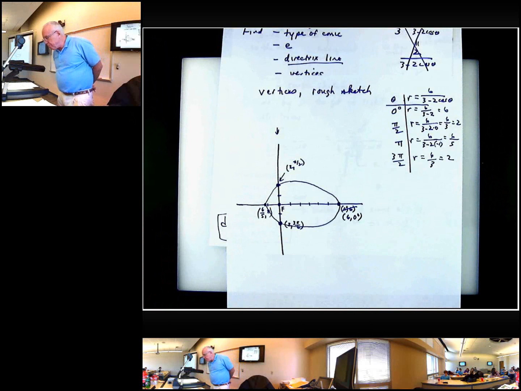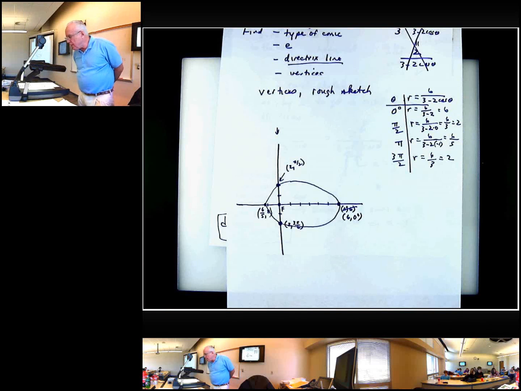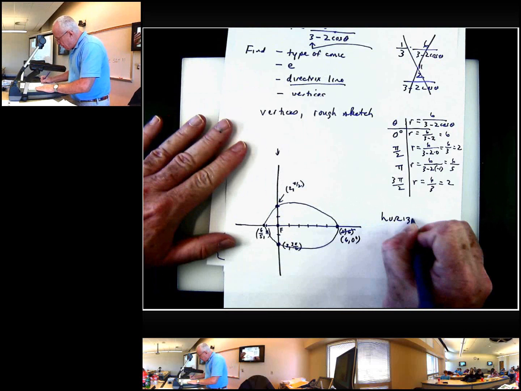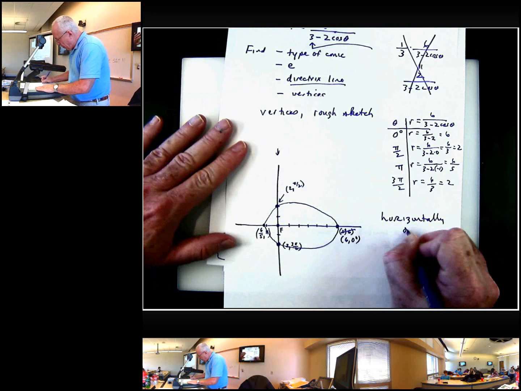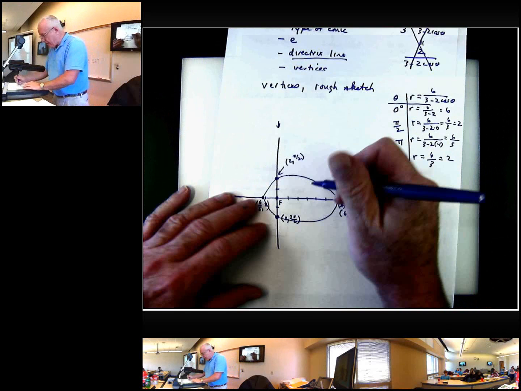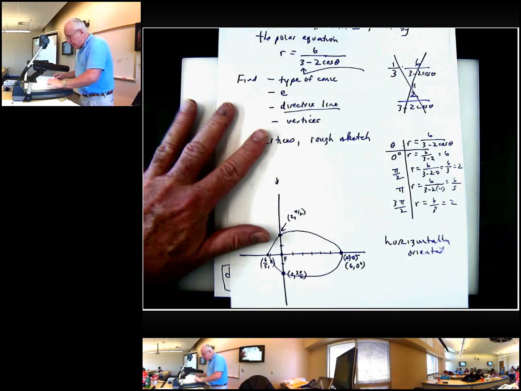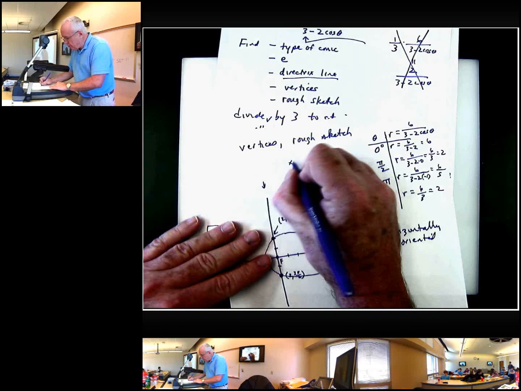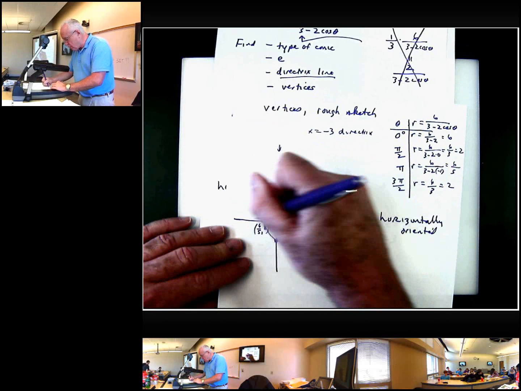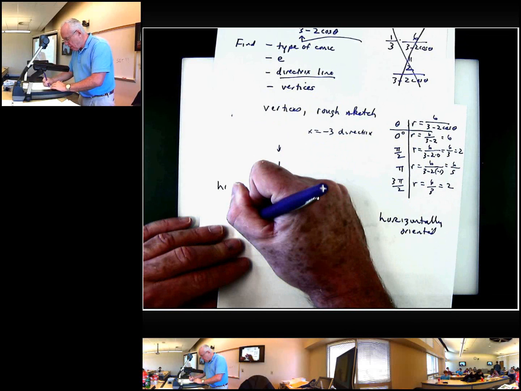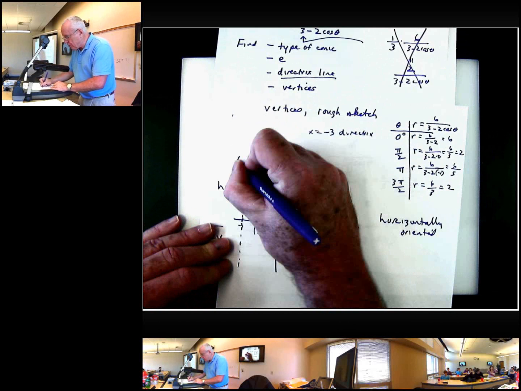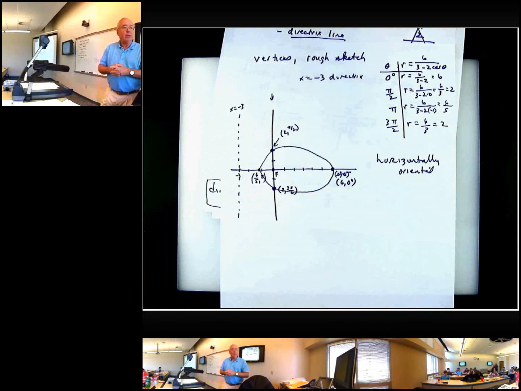Now, basically, we know that this is horizontally oriented. Oh, and let me draw the directrix while I'm at it. The directrix we found was what? X equals -3. So let's go, let's see, -1, -2, -3. So here's our directrix right here. X equals -3.